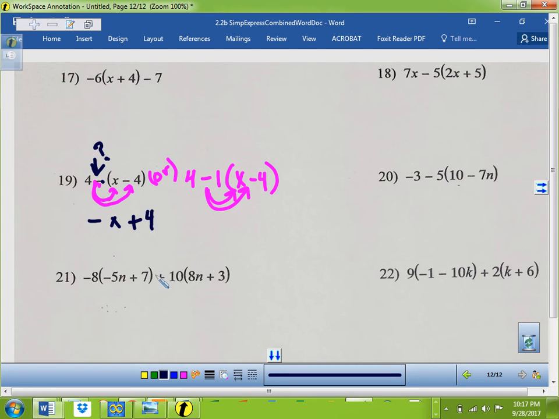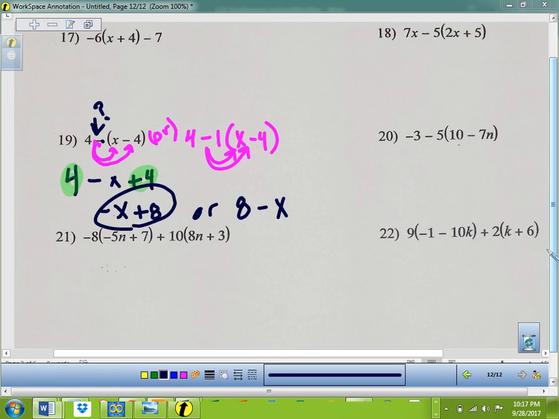So basically, I get this when I distribute. Then the little 4 in front, I bring it down. I combine the like terms. I see two 4s here. 4 plus 4 is 8. So my final answer is negative x plus 8. Or I could put the positive 8 in front and the negative x behind. Either way works out.